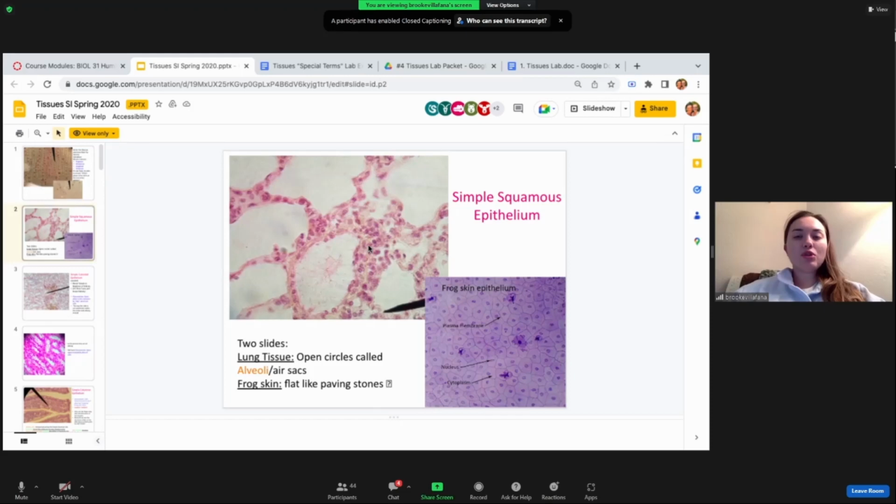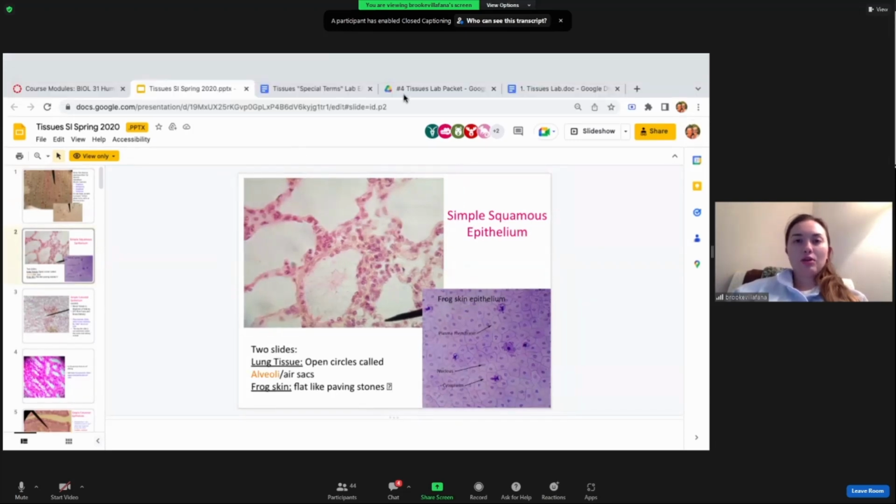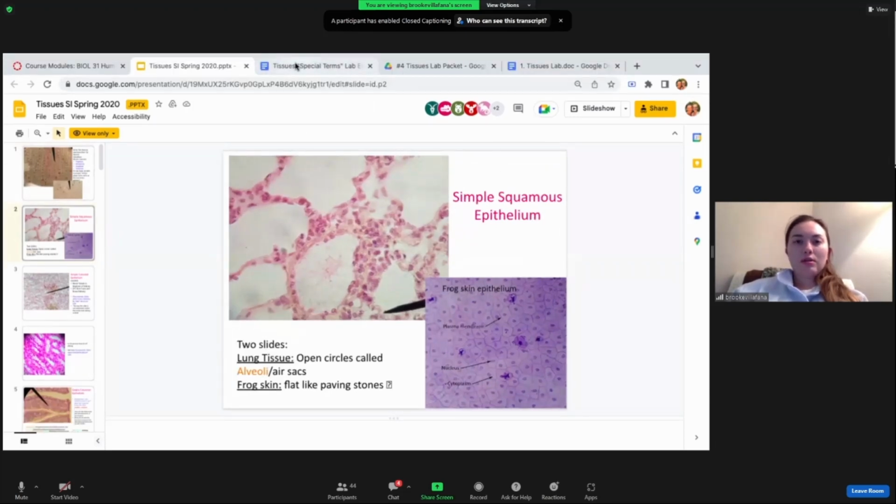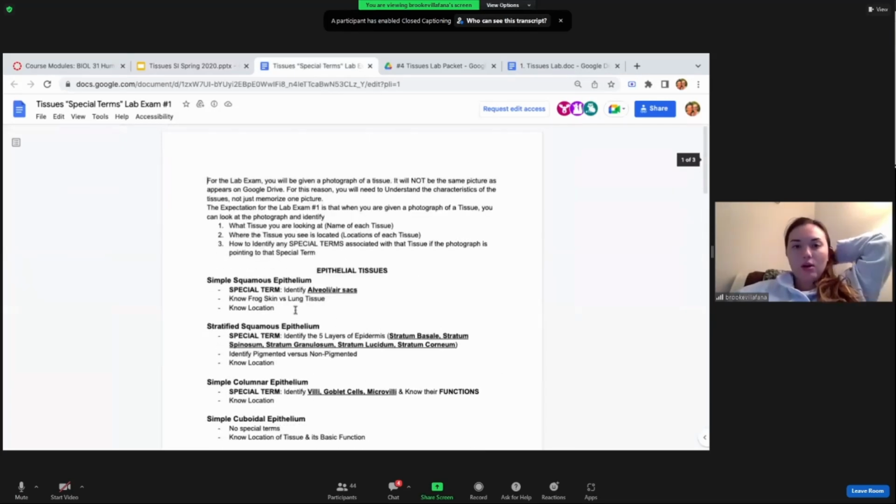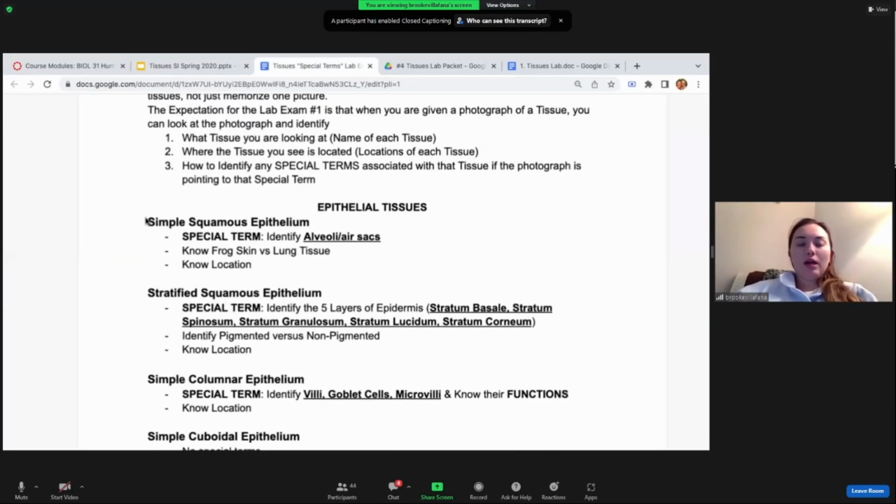So basically we'll start with our simple squamous epithelium. With the simple squamous epithelium, this is found in the lungs. If we go to the checklist right here, what do we need to know for the lab exam? What are you responsible for? You need to know the name of the tissue. You need to know that the air sacs are also called alveoli. And then you should know how to tell the difference between frog skin and lung tissue, and then the location.